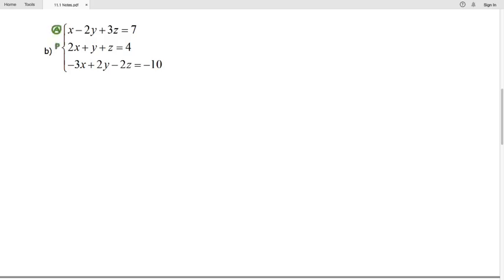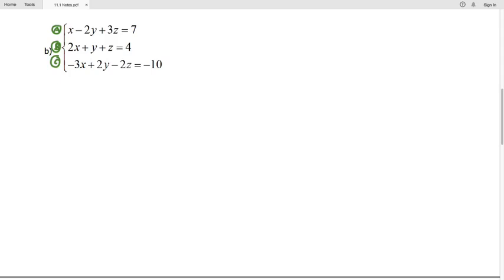So I'm going to label these A, B, and C. That just helps me really keep track of my work. And we're not going to do it graphically here. We're going to do it algebraically, so either use substitution or elimination. Our goal with 3 variables is to first eliminate one variable and then eventually get to eliminating two so that we can solve for the third one.